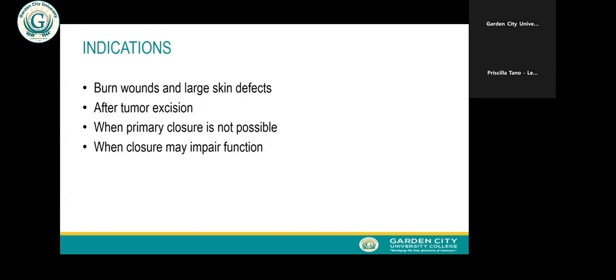Also, we want to do grafting when a primary closure of the skin will cause a lot of complications. Also, we want to do skin grafting, right? And even with normal primary closure of the skin, when it can cause an interference, we would also want to do skin grafting.